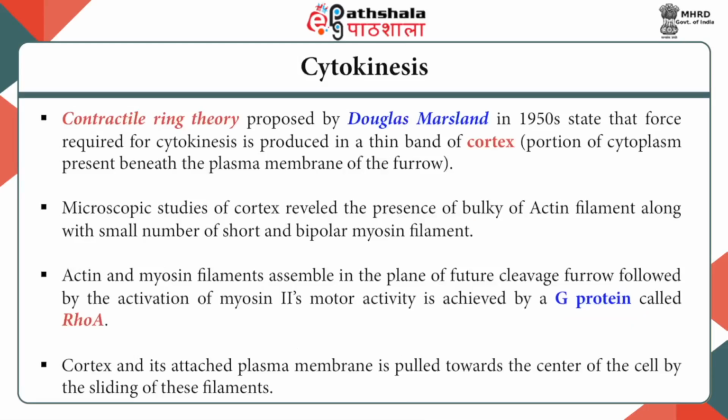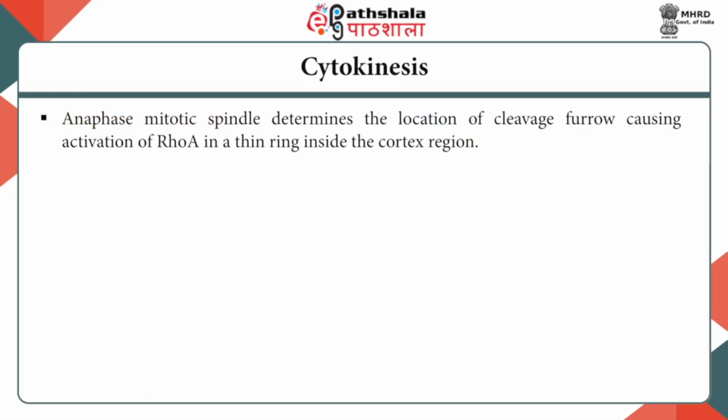Now, these filaments assemble in the plane of the future cleavage furrow, where myosin II's motor activity is activated by a G protein called RhoA. Sliding of the filaments of the contractile ring pulls the cortex and attached plasma membrane towards the center of the cell. The location of the cleavage furrow is determined by the anaphase mitotic spindle by activation of RhoA in a thin ring inside the cortex region.